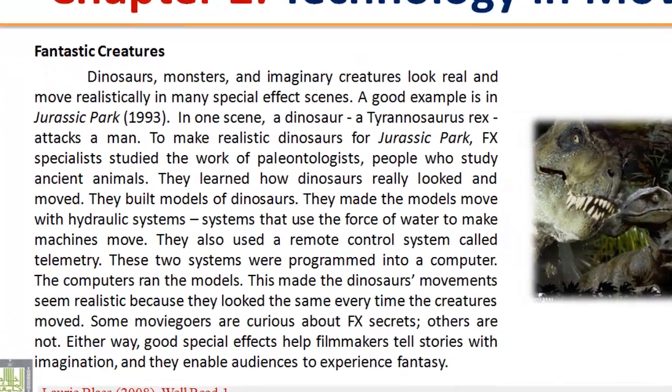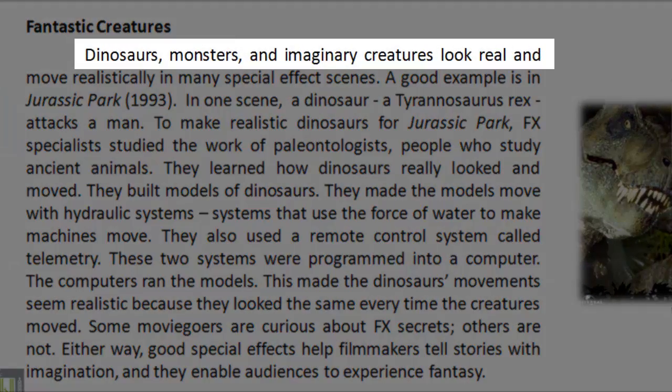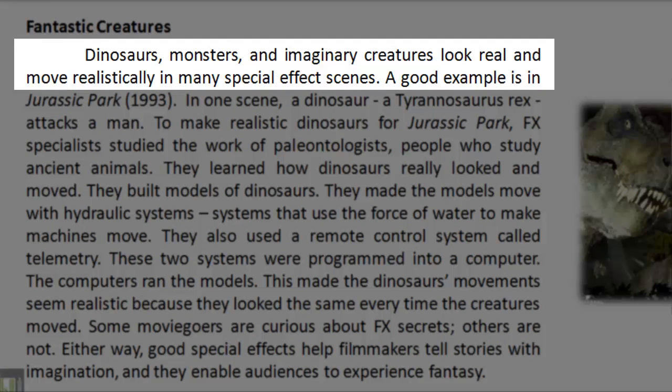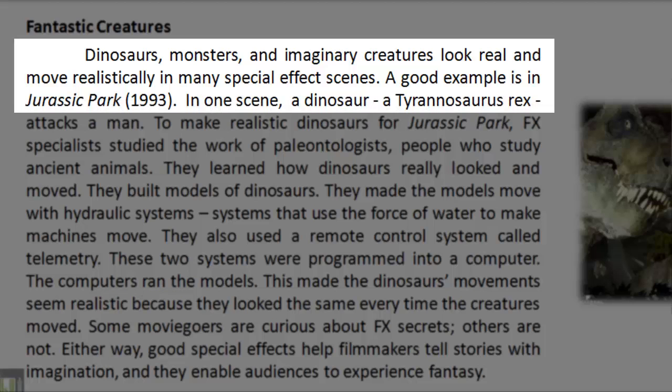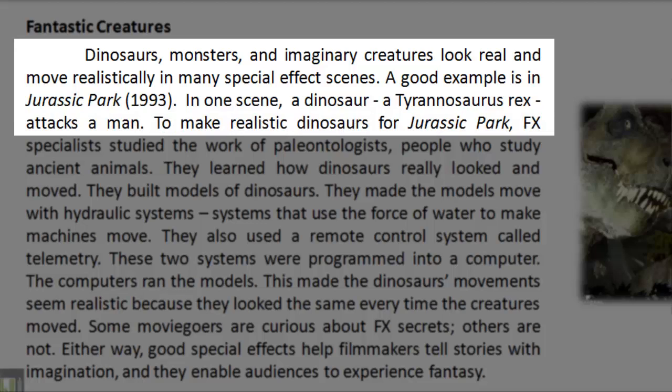Fantastic creatures. Dinosaurs, monsters, and imaginary creatures look real and move realistically in many special effect scenes. A good example is in Jurassic Park, 1993. In one scene, a dinosaur, a Tyrannosaurus Rex, attacks a man.